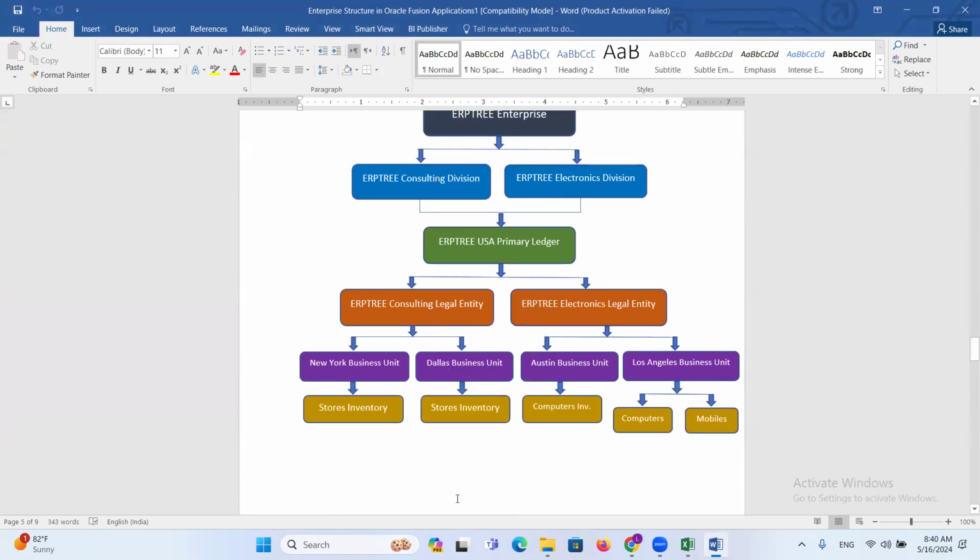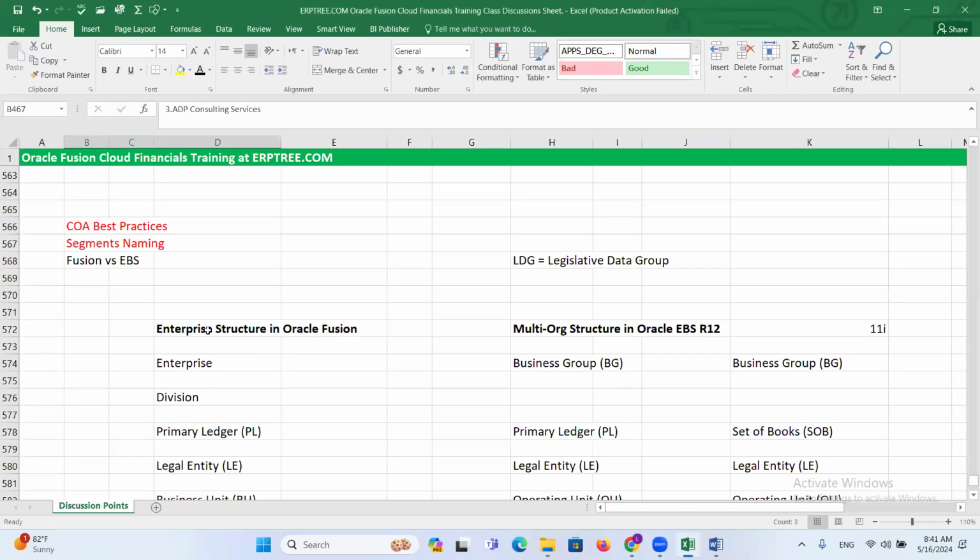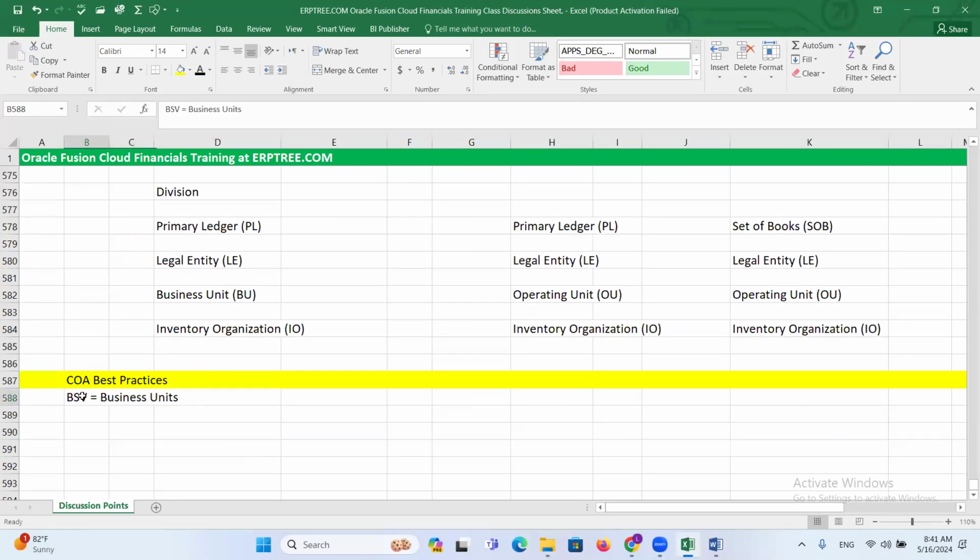To take this example, for each legal entity, if they are going to create one business unit, each location can have one balancing segment value, or two balancing segment values. Yes, within one business unit, you can have more than one balancing segment value. But the best practice is to maintain only one business unit and one balancing segment value.